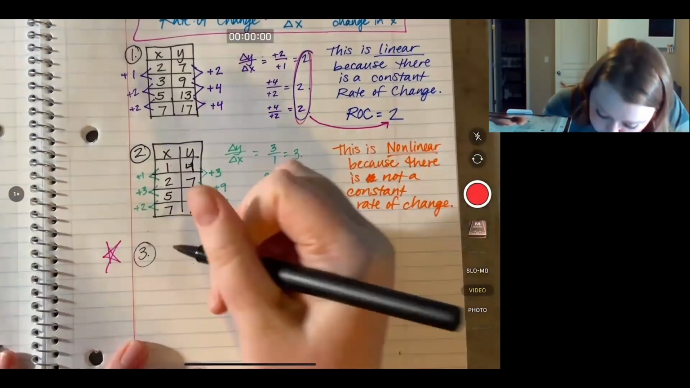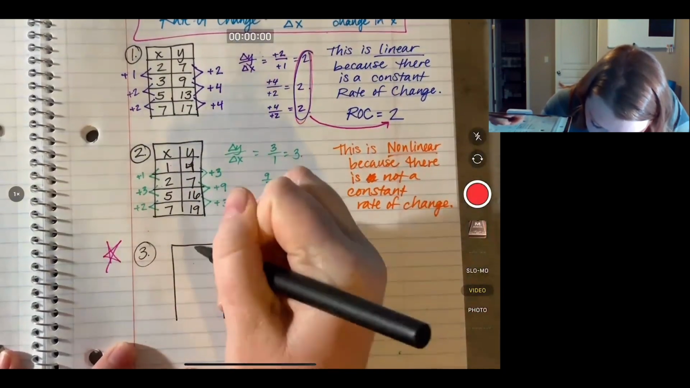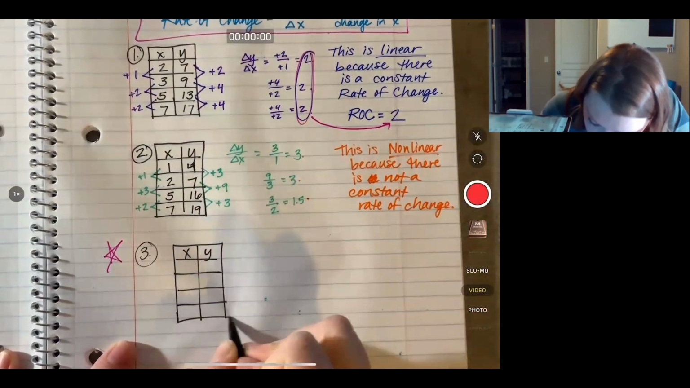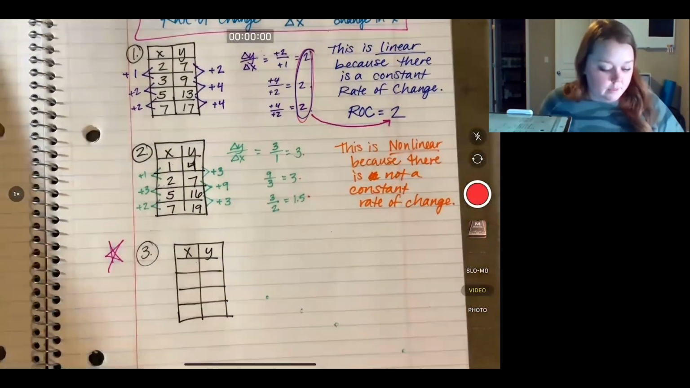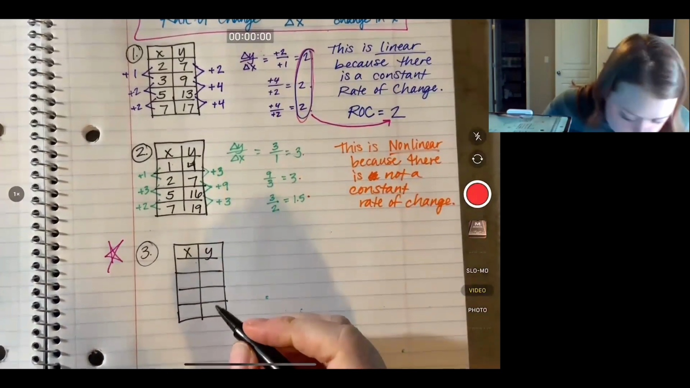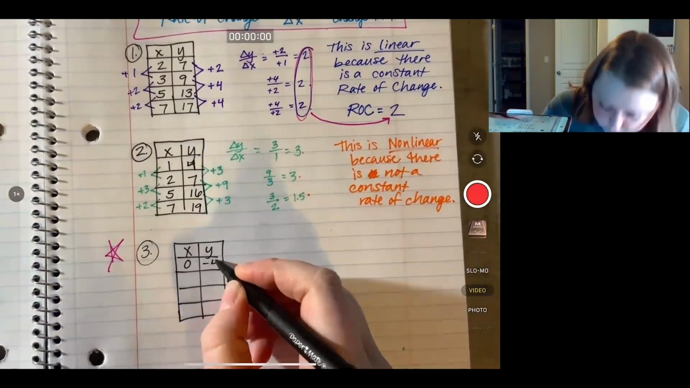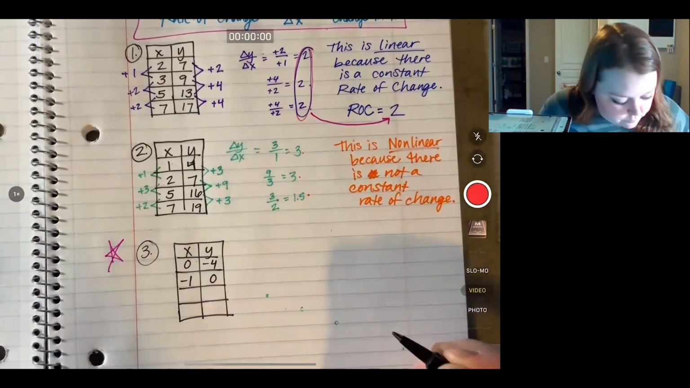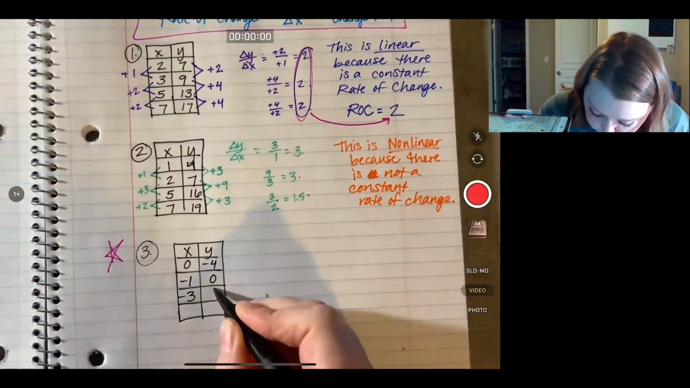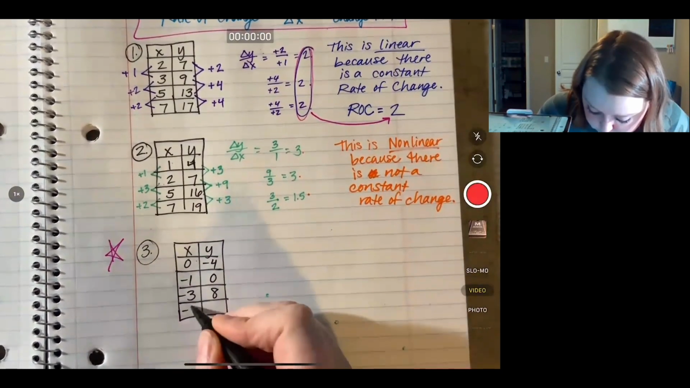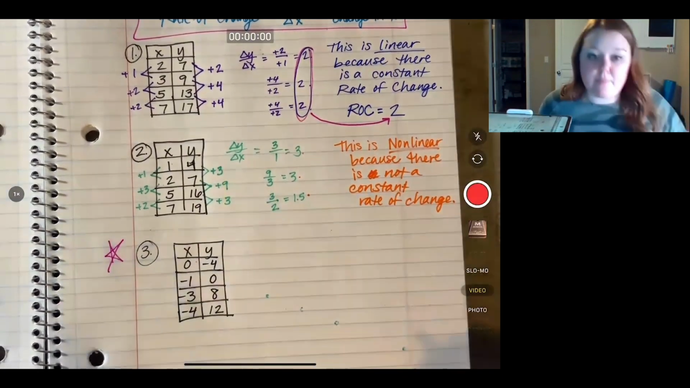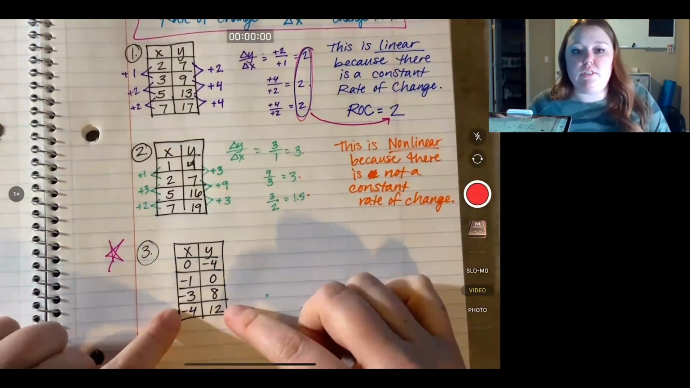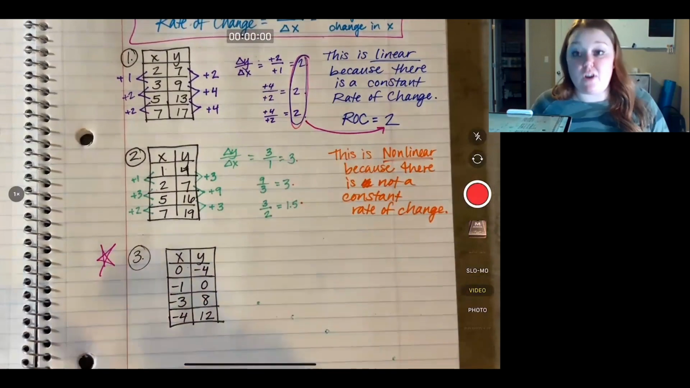All right. So here we go. Set up your XY table. Give yourself 4 values. Here it is. First ordered pair is 0, -4, -1, 0, -3, 8, -4, 12. So you're going to do your change in Y over change in X from each point to the next, and you're going to see if it all comes out constant or not.